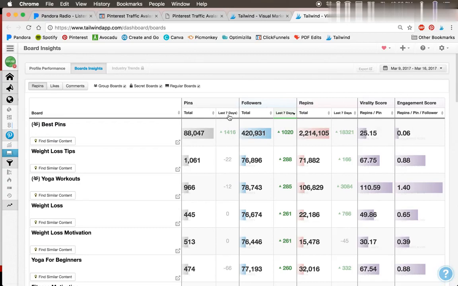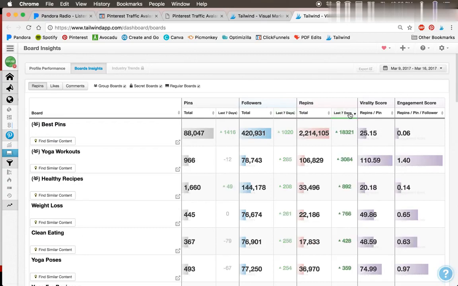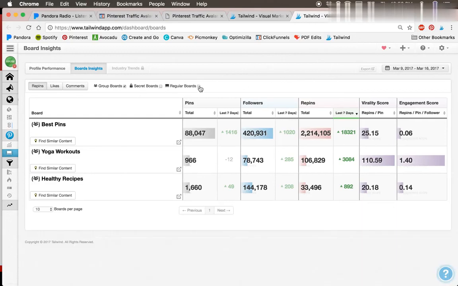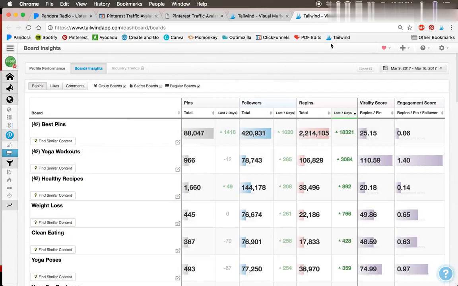But just play around with this stuff. You can sort your repins, you can see which boards are getting the most repins, and anyway, it tells you all kinds of stuff. This is where I spend most of my time. You can sort it by just group boards by unchecking these. Then it'll show just group boards, both yours and other people's. And then you can include secret boards or exclude them. I spend most of my time, honestly, on this Board Insights, just kind of tracking different stuff, seeing how things are going.